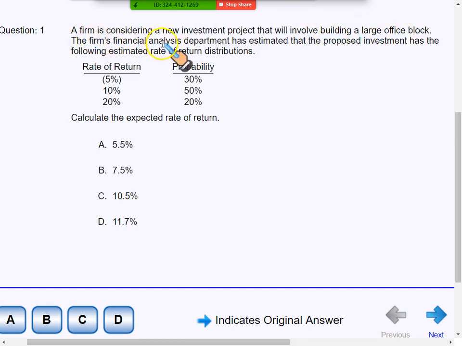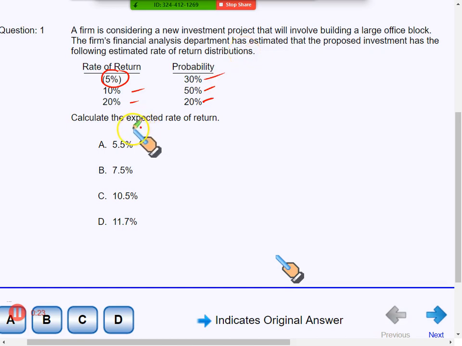The firm's financial analysis department has estimated that the proposed investment has the following estimated rate of returns distribution, meaning thereby that this project can earn 20% return, it is 20% probable, 10% return, it is 50% probable, and there is a possibility of loss also, and the loss could be 5%, and the possibility of loss is 30%.